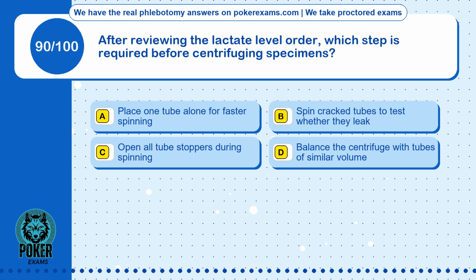Question 90. After reviewing the lactate level order, which step is required before centrifuging specimens? Option A, place one tube alone for faster spinning. Option B, spin cracked tubes to test whether they leak. Option C, open all tube stoppers during spinning. Option D, balance the centrifuge with tubes of similar volume.